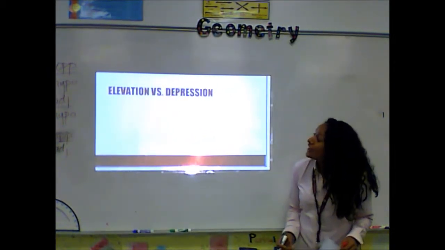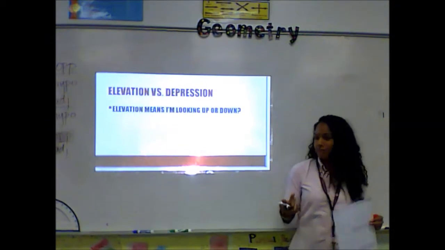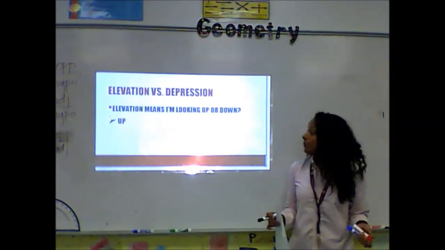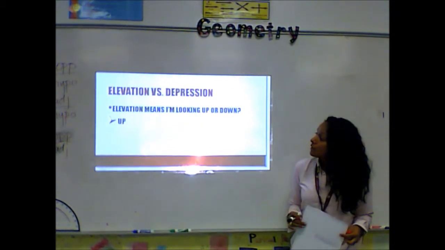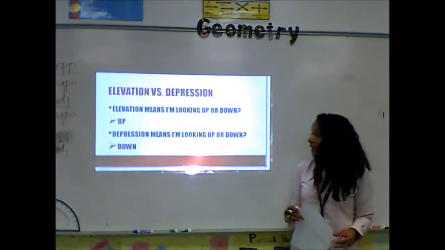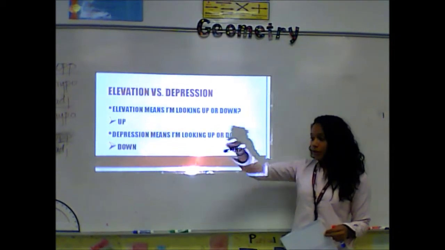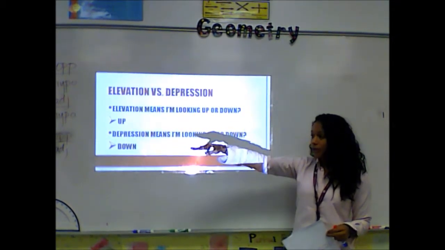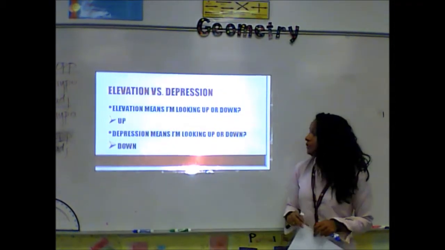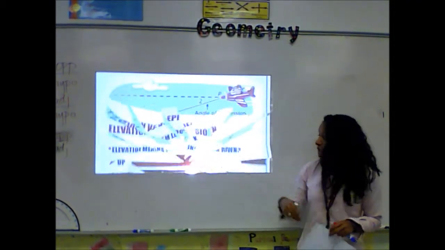Alright, so elevation versus depression. Elevation means I'm looking up or down? Up. Depression means I'm looking up or down? Down. Remember, as you're looking across, that's your zero line. If you have to look up, you're going up in elevation. If you have to look down, that means you're going down in depression.